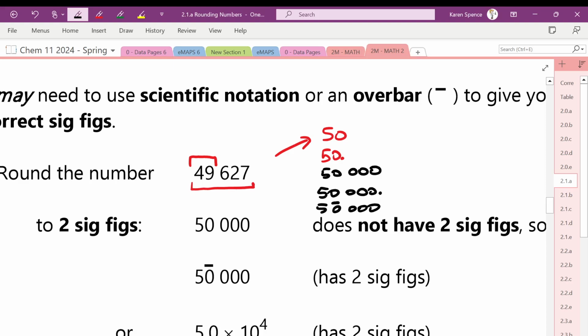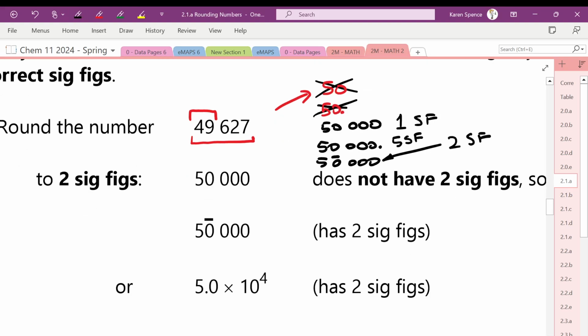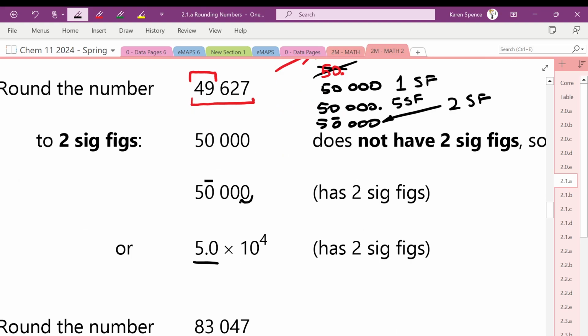The last one, okay? Because this is the same places, it's some 10,000s, yes? It's not going to be 50, because 50,000 can't become 50. That's just ridiculous. This would only have 1 Sig Fig. This would have 5 Sig Figs. And then this one would have 2 Sig Figs. The other way to do it, if you don't want to use the overbar, is to put it into scientific notation. So you could write it as 5.0 times 10 to the 1, 2, 3, 4. Okay?